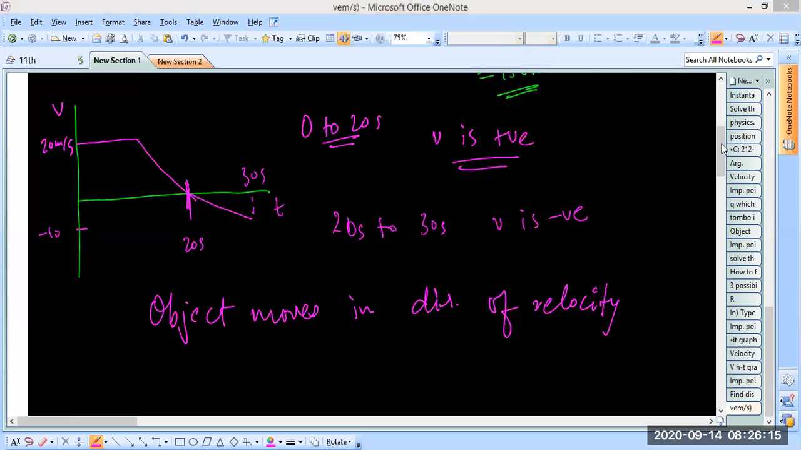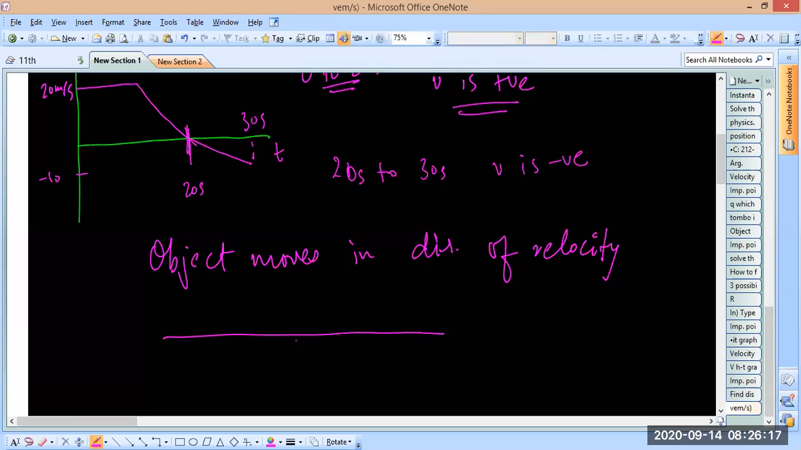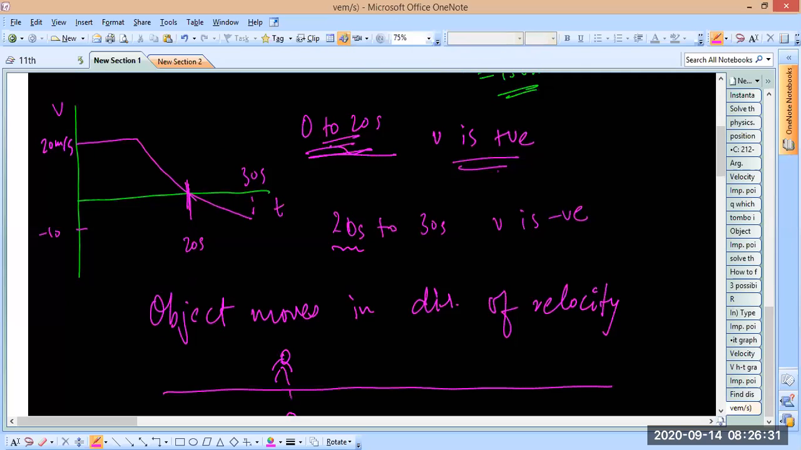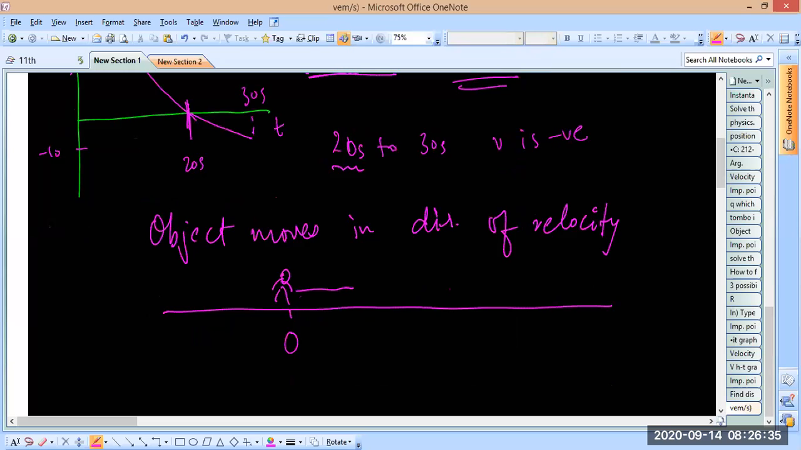So what we have is, suppose this is the number line on which the object is moving. Let's say here is the origin. Suppose the object started from anywhere, let's say from the origin, doesn't matter. Then for 0 to 20 seconds, the velocity is positive. It means the object or the person is moving towards the positive side, or right side.